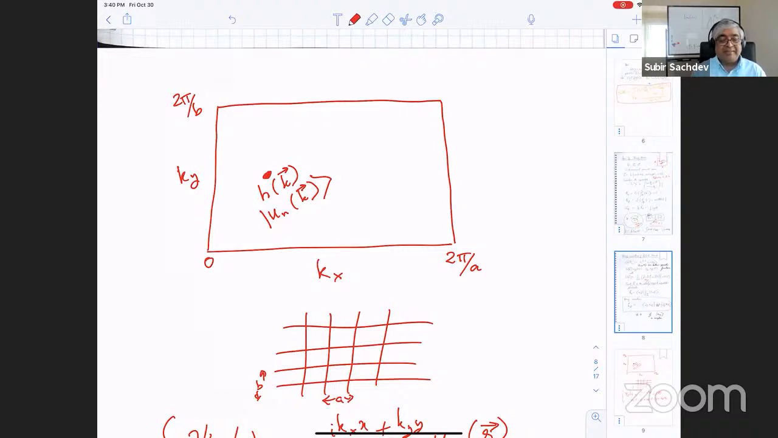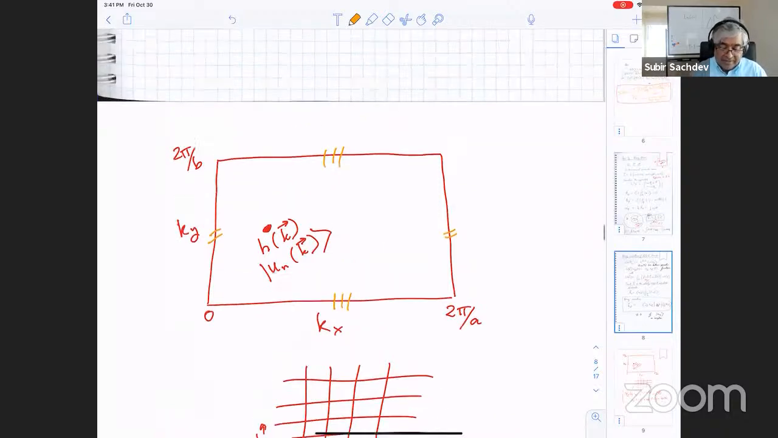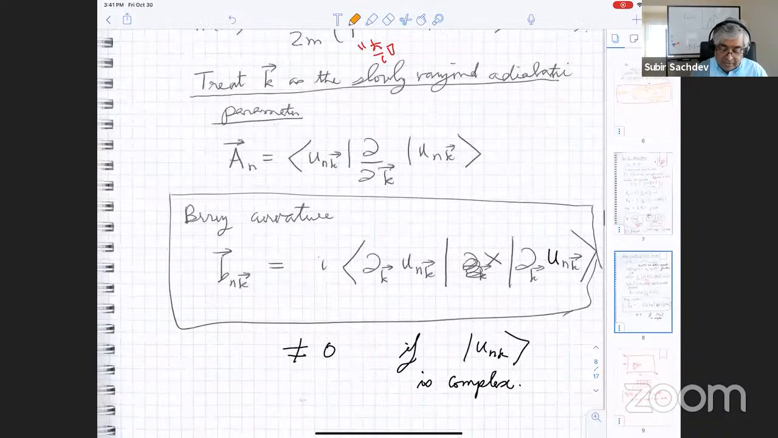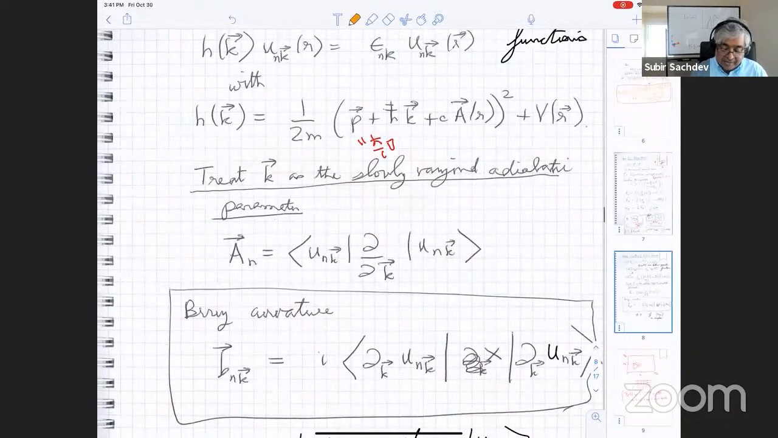And now my parameter space is this, and that's going to be important in a minute, because this line here is the same as that line there. And similarly, this line here is the same as that line there. So that periodicity is going to be crucial. Now my parameter space is a torus, and I have some Hamiltonian h of k, which is completely general. I diagonalize it for each k and get a set of states, u_n of k, where n is the band index. And now I just go ahead and compute the Berry curvature.